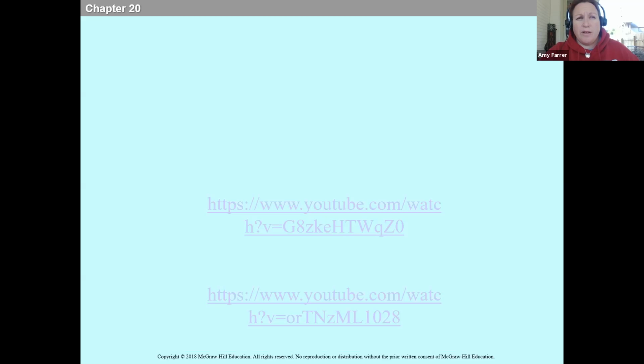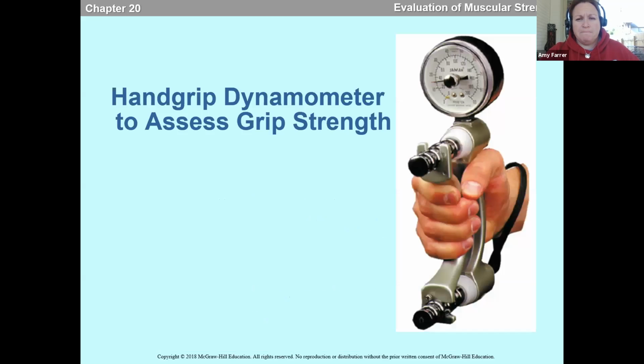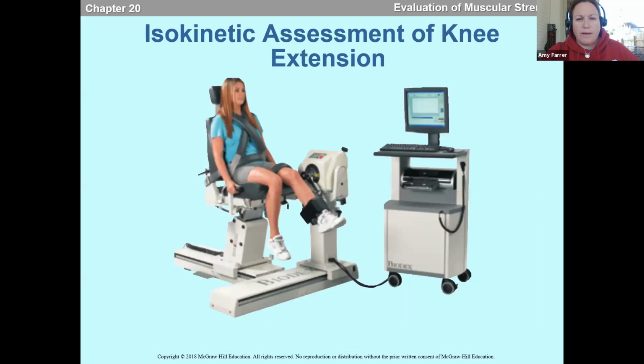So here are 2 more videos to look at some different tests that will give you a really good idea and benchmark of what to look at. There's that dynamometer I talked about. The inside numbers give you pounds and the outside gives you kilograms as far as strength. So just make sure if you're measuring, you are consistent and choosing the right one.